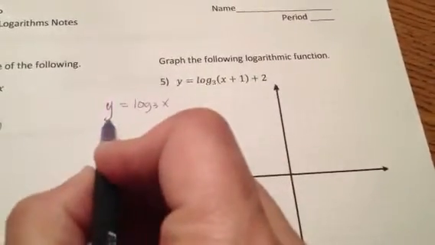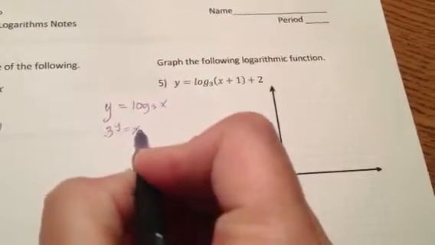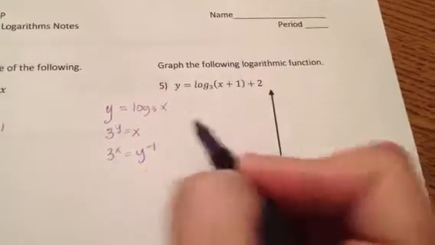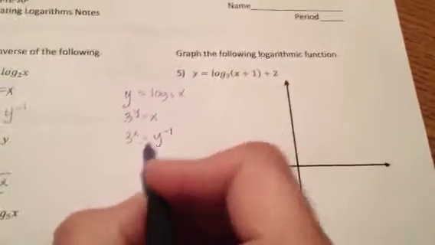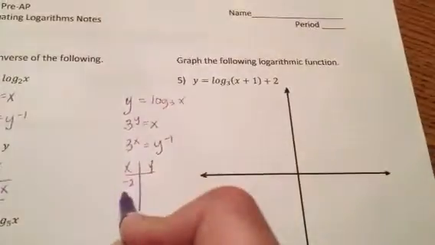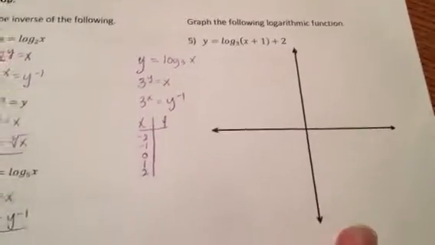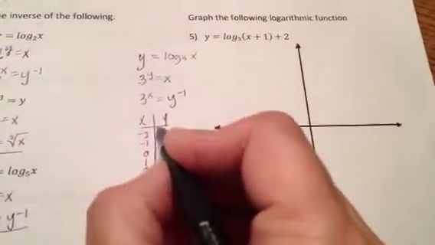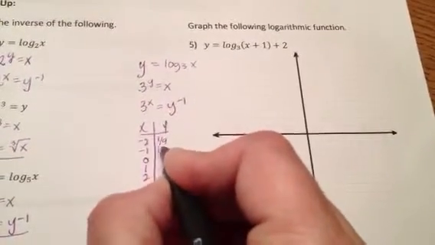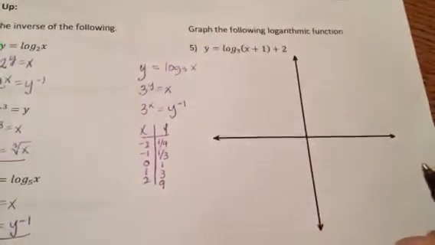All right, now we rewrite the function as an exponential function, so it's 3 to the y power is equal to x, and then exchange x for y to find the inverse. And that's the function we're going to use in order to graph it. We're going to create a table, and I like to use -2, -1, 0, 1, 2 for my x values, and then plug them into the inverse function. That's 1/9, 1/3, 1, 3, and 9.